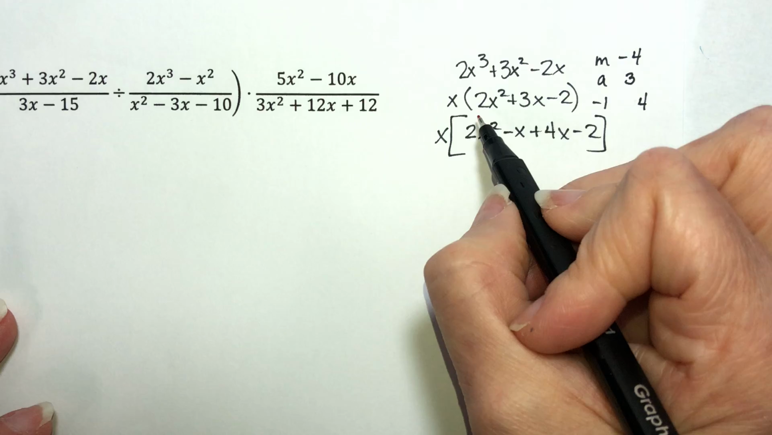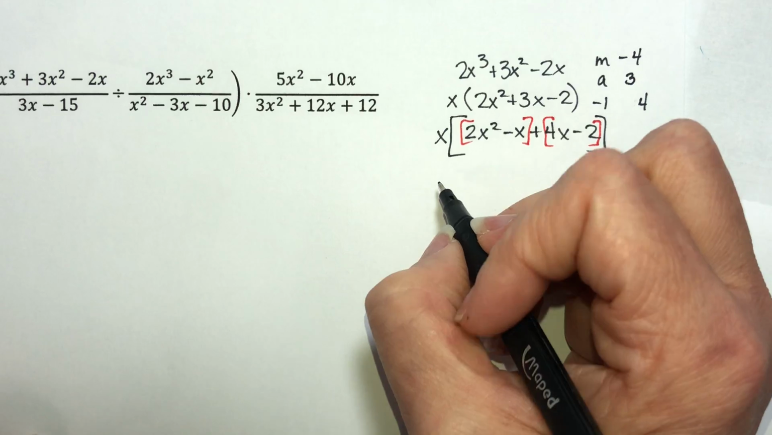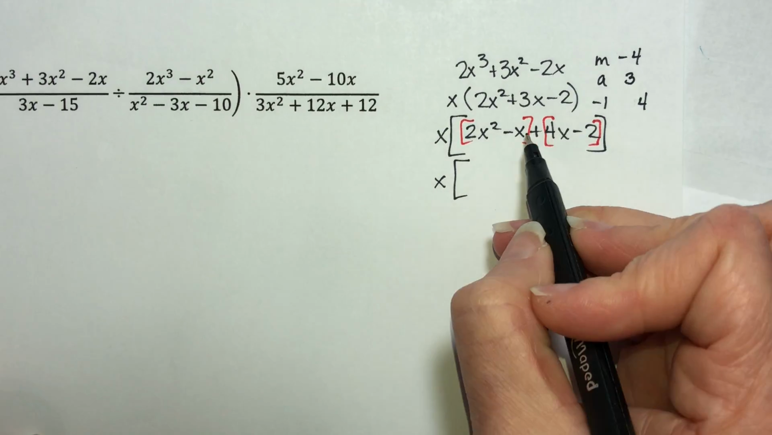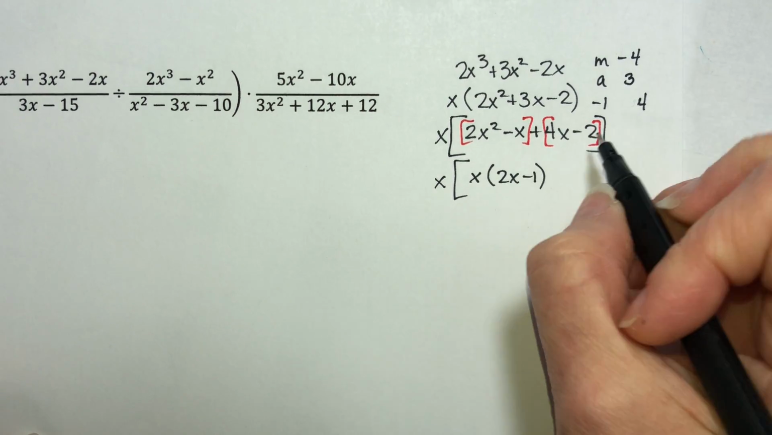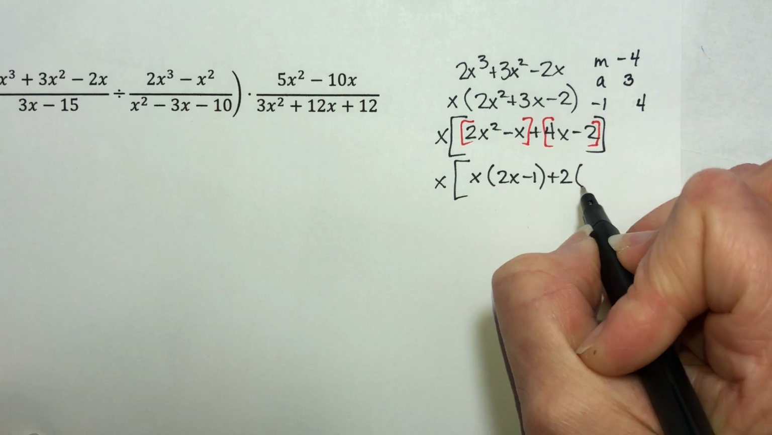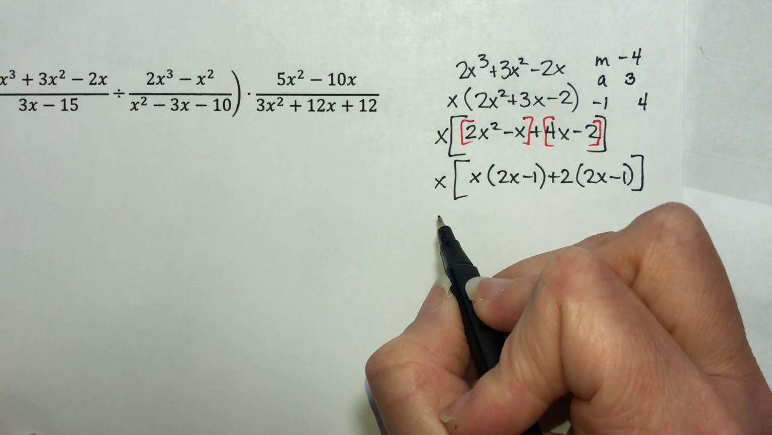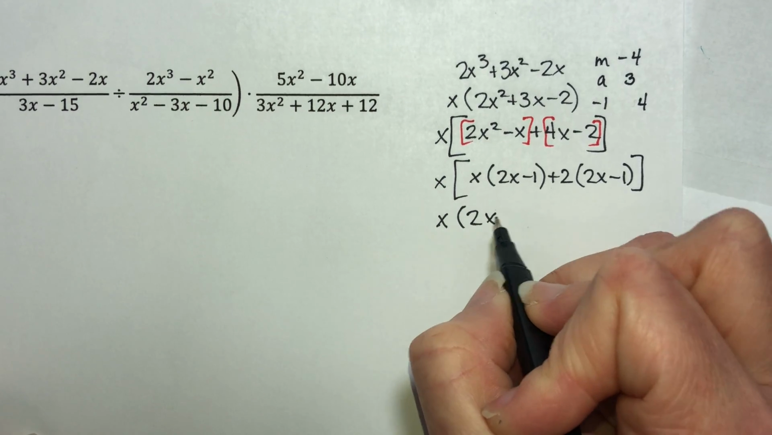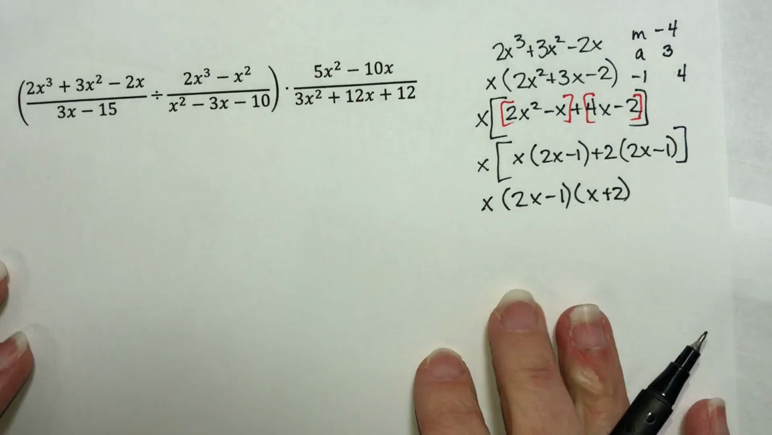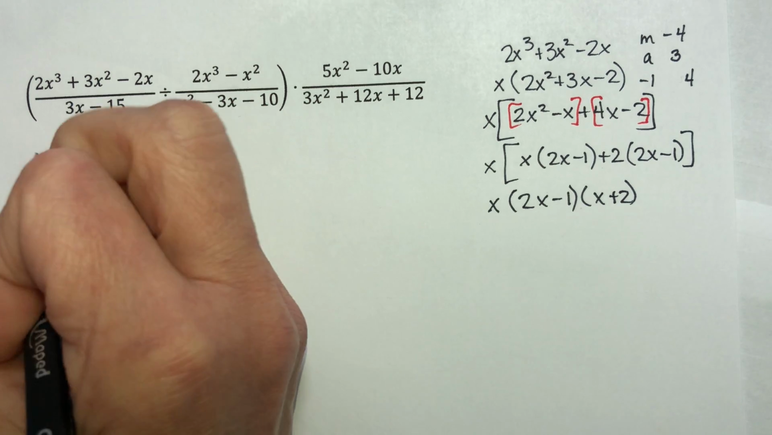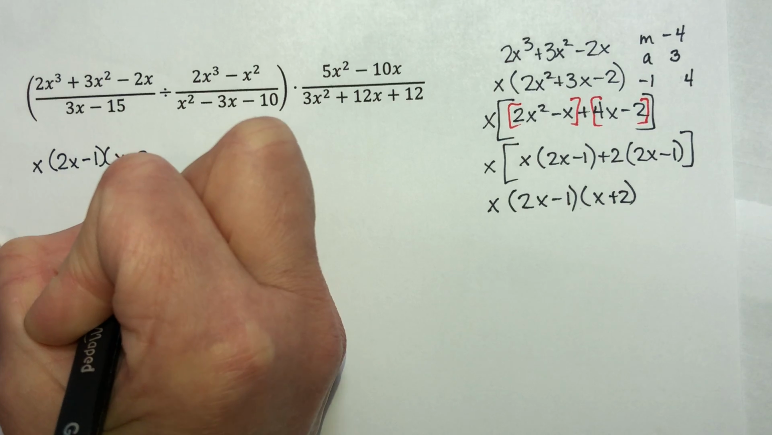And now we can group. Don't lose the outside x. For my first group here, I can factor out an x, leaving 2x minus 1. Here I can factor out a 2, leaving 2x minus 1. So this whole thing factors as x times 2x minus 1 times x plus 2. Okay, so my first fraction, the numerator, looks like this.